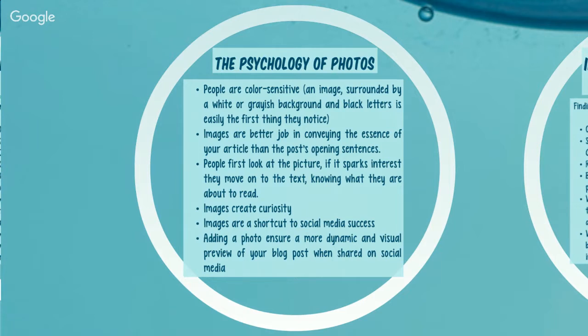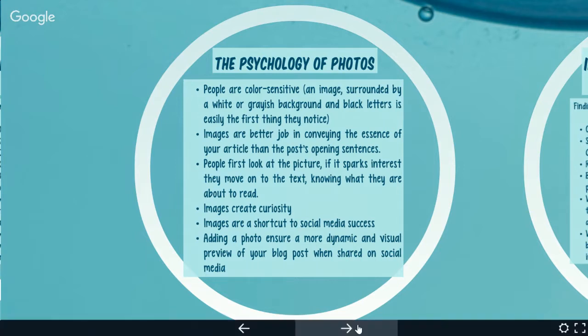The images really do a great job in conveying the essence, the gist, the main point of your blog post. People look at the picture, and if that sparks their interest, they move on to the text. The same happens with social media. If people see that you have a great picture in your preview, your thumbnail, they would most likely click on the link to go read the story and find out what you have written. They're curious, so you help them, you increase their curiosity with the use of photos.